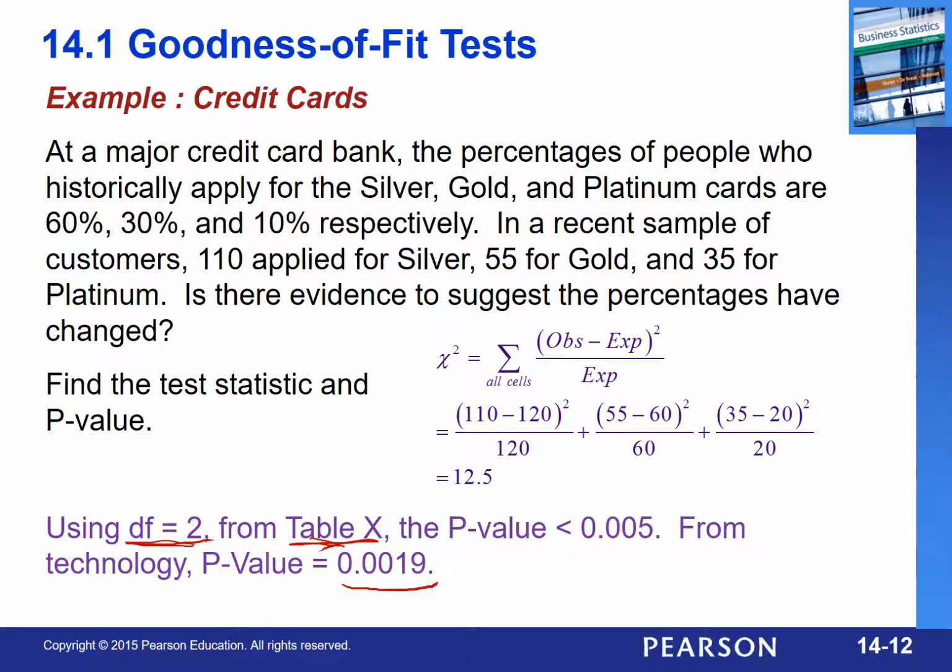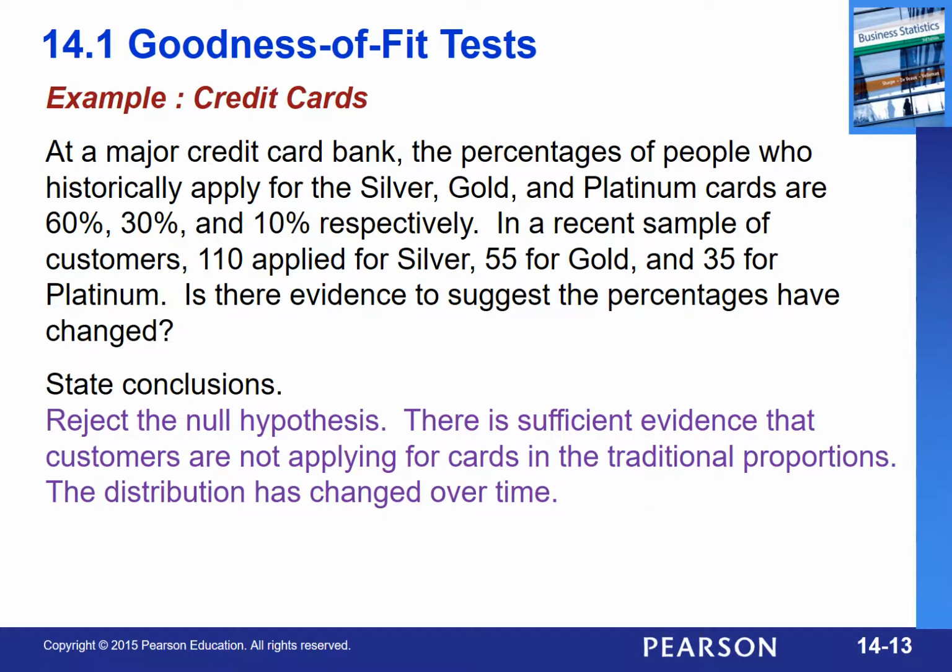Anyway, the p-value you get here is 0.0019. Super tiny. You already know what we're going to do. You've been doing this long enough. Rejection! It's so tiny. So what this is going to allow us to say is that yes, they are distributed differently. Clearly there's evidence that the customers are not applying at the same rate they had been previously with the traditional proportions for the distribution. Something has changed over time. Gee, I wonder what.